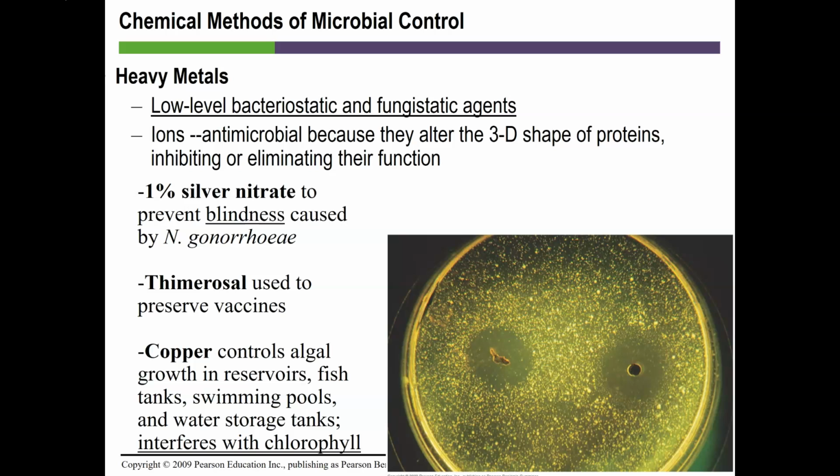Heavy metals are another important method of microbial control. They're a low-level disinfectant. They tend to prevent multiplication rather than kill organisms. There are 3 examples that are listed here. The first is silver nitrate, which used to be something that was included in eye drops that were given to newborn babies. These drops could prevent Neisseria gonorrhea, which causes gonorrhea, from infecting the infant's eye.